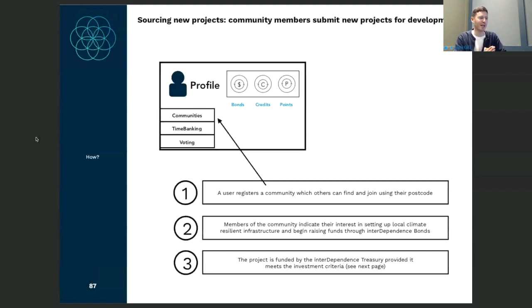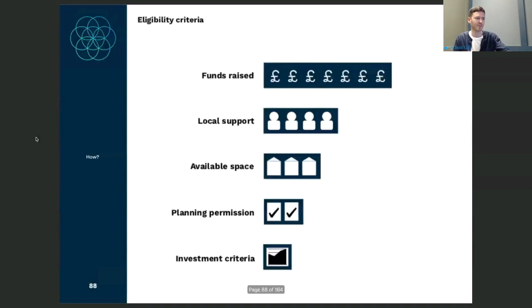So the way somebody would do that is to use the platform to begin gathering local support and fundraising towards developing, whether it be solar or a sustainable food production system, that we can then crowdfund as a whole, but also bring in co-investment for. And so just a few points on that.